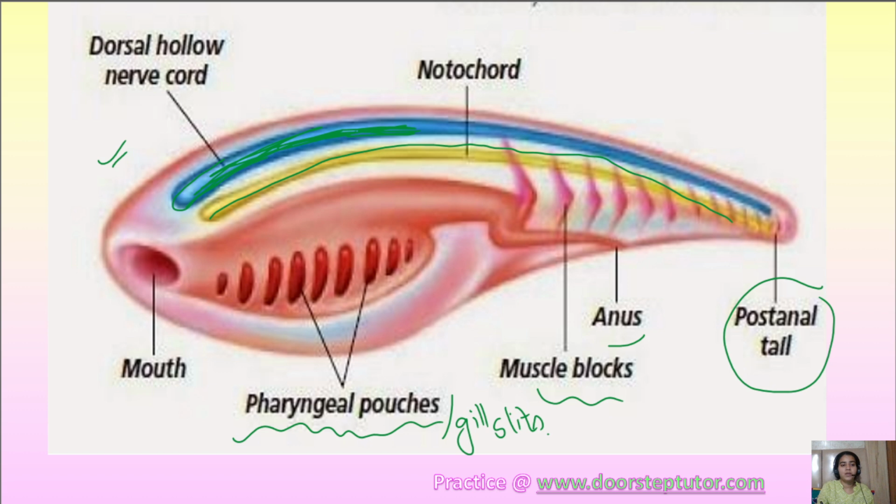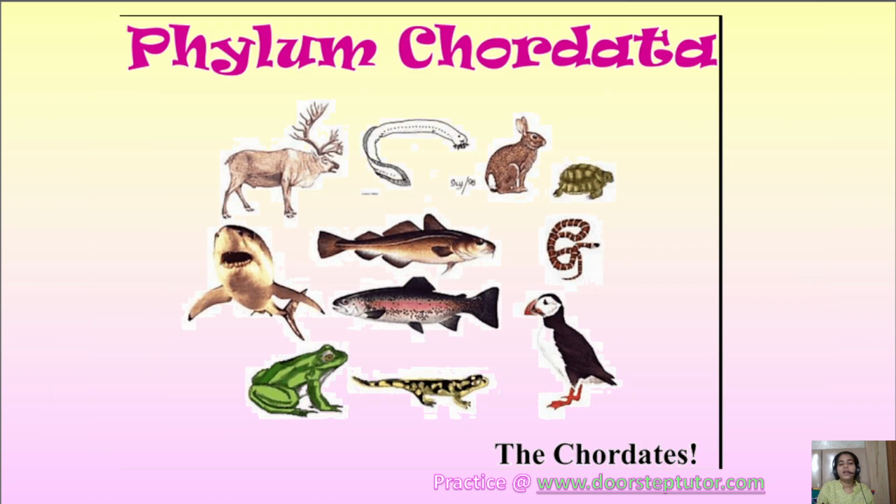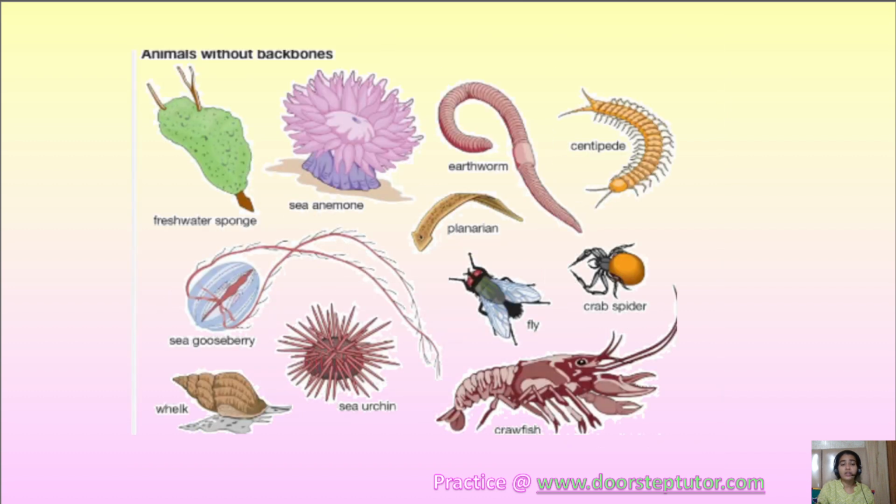Now after this we can see that the phylum chordates basically includes frogs, fishes, and some other organisms as well, like apes, birds, and reptiles. While the non-chordates are basically the animals or organisms which don't have a backbone. These are the earthworm, planaria, some flies, and centipedes. These are examples of animals without a backbone, that is, non-chordates. So these were some basic differences between chordates and non-chordates.